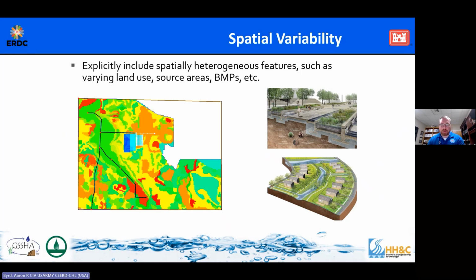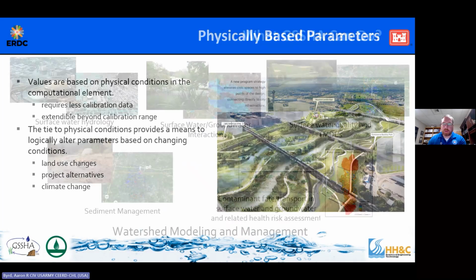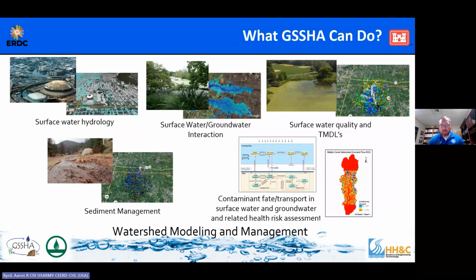I'll breeze through these quickly. As I mentioned, we can be very spatially explicit about different features. This really depends on your grid size, but if it's important, you can resolve it and we can get down to the process level. Going through these, as I mentioned, surface water hydrology, surface water groundwater interaction, surface water quality, TMDL, sediment transport, contaminant fate and transport. So we can ask a lot of questions and use GSSHA to help us get at the answers.